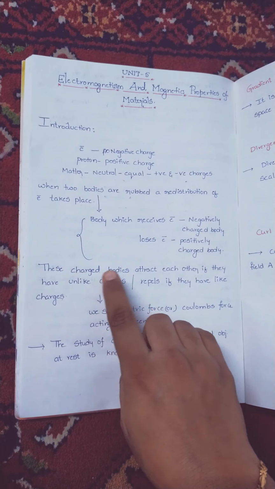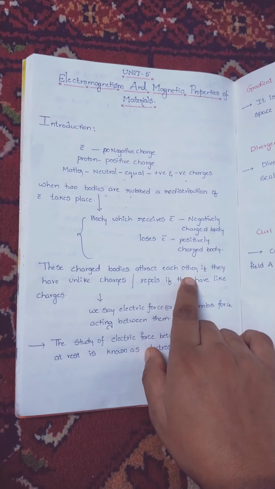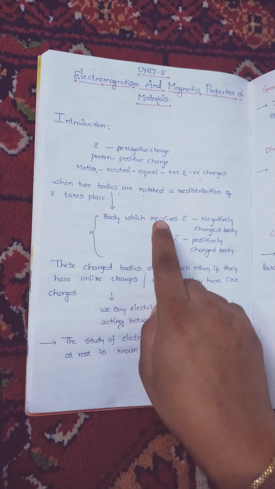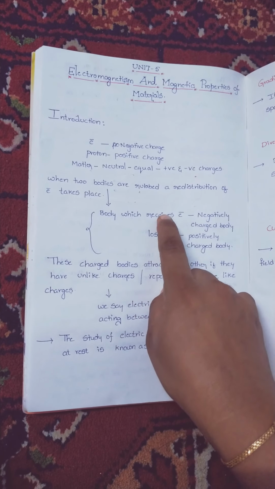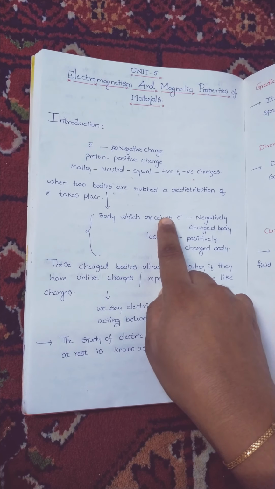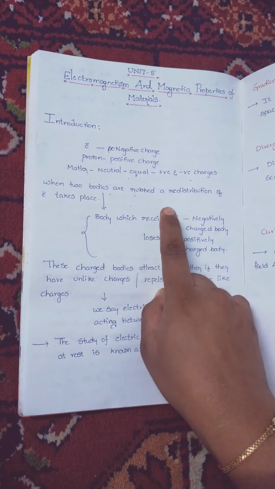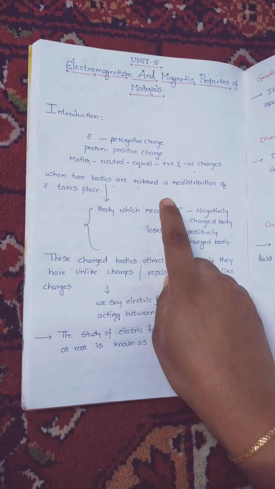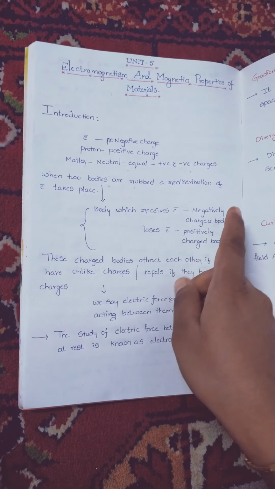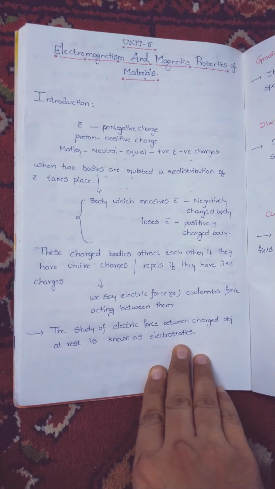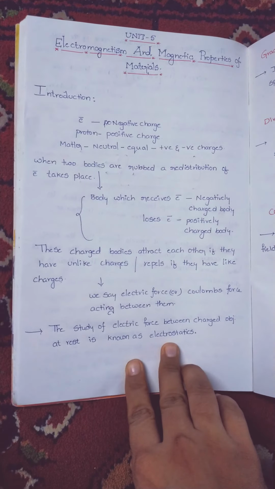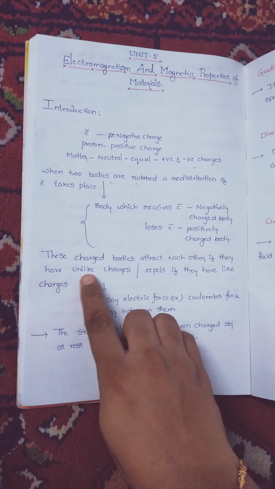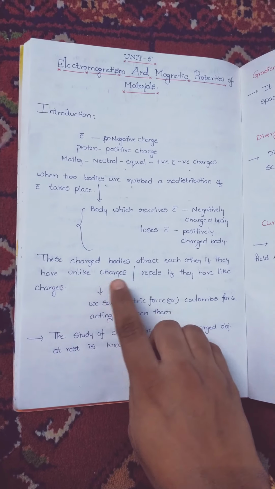Now these charged bodies attract each other if they have unlike charges. That means if I consider this first one as negatively charged, and if I place this negatively charged body together with a positively charged one, they will attract each other because they are unlike, different charges.